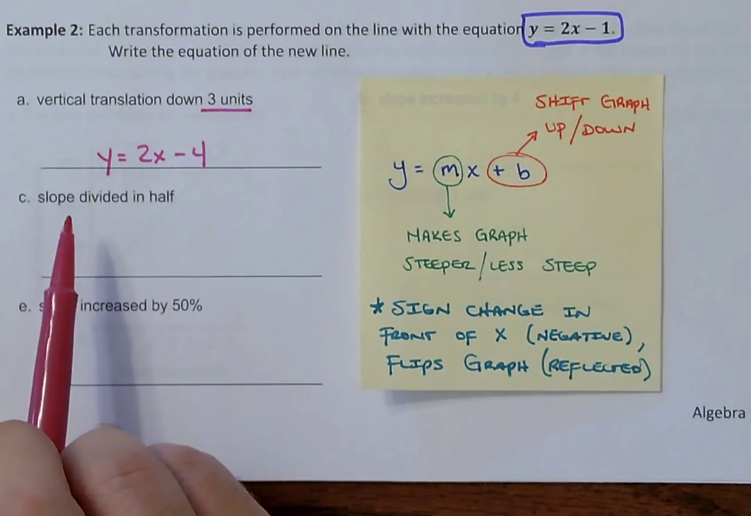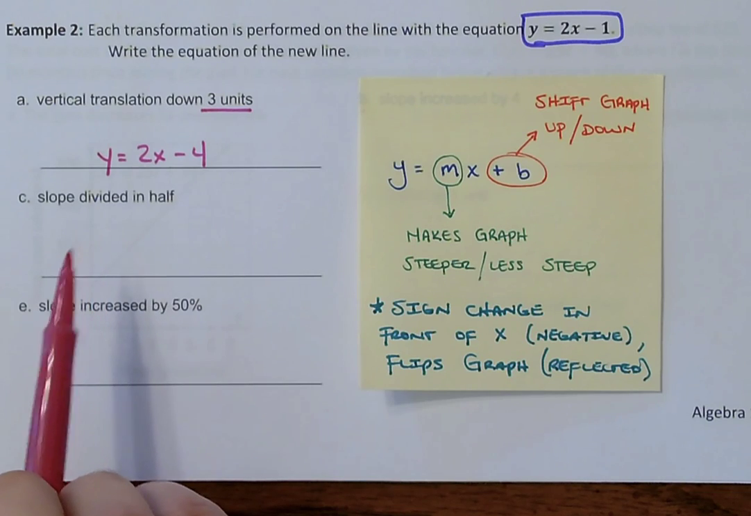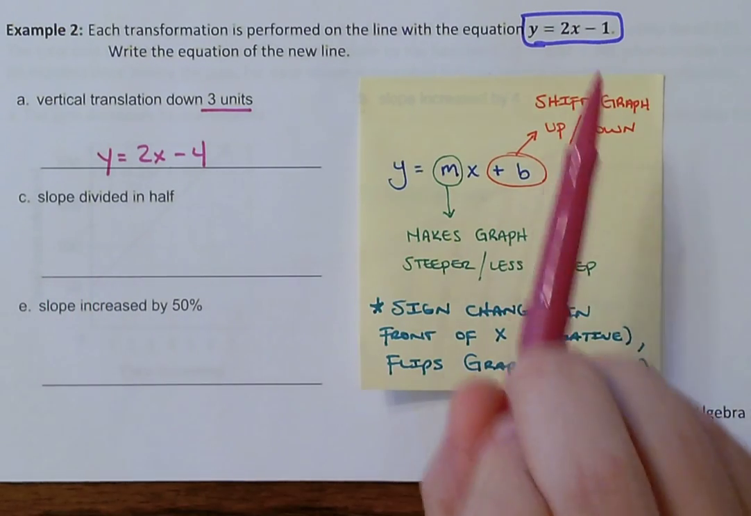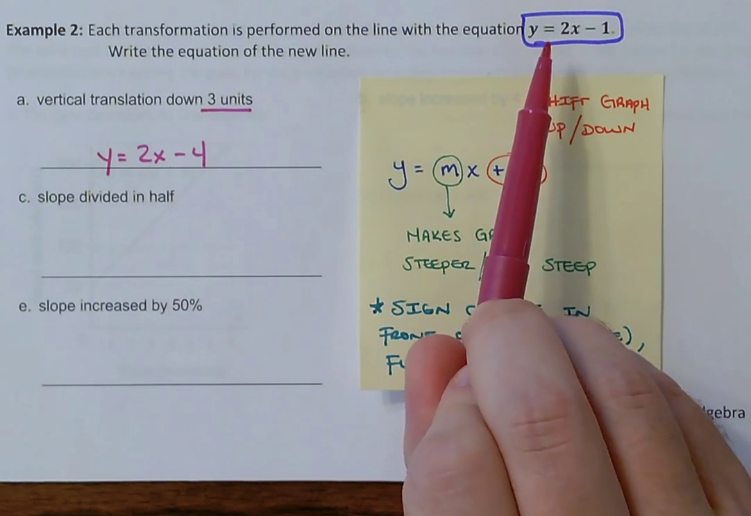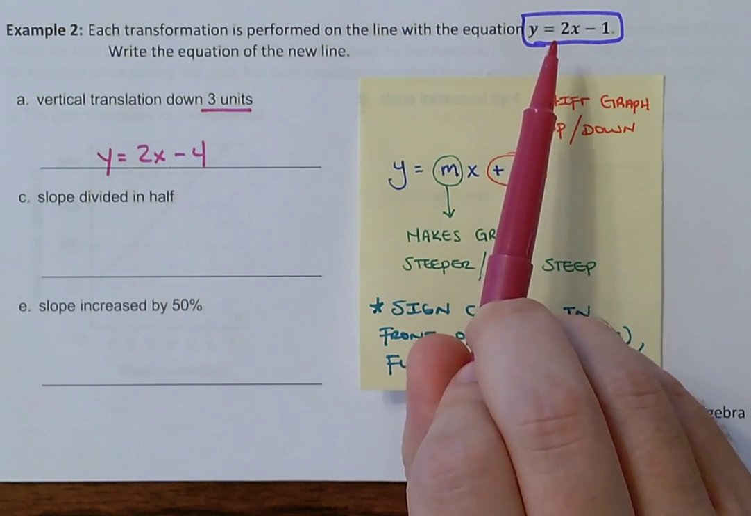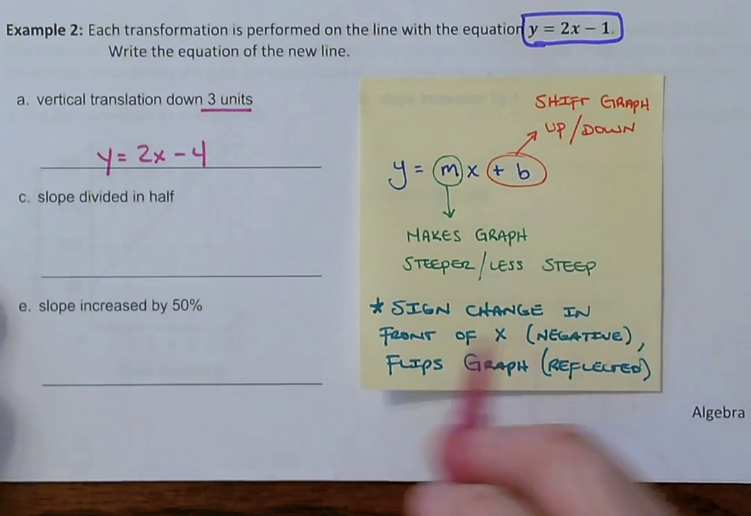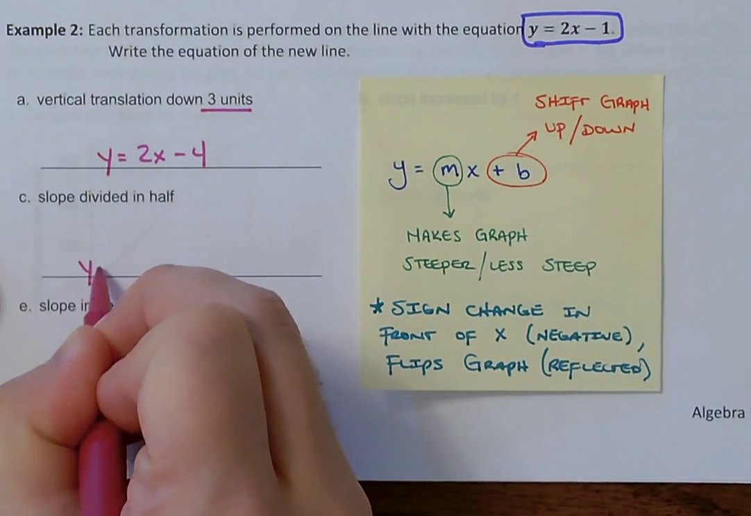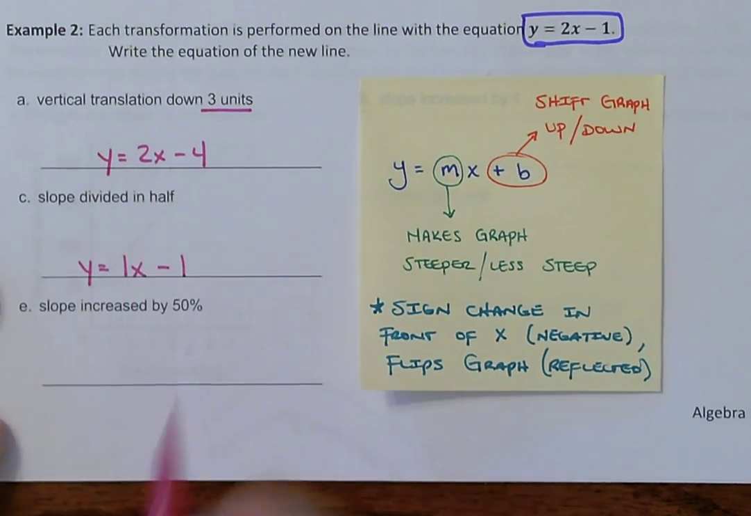Now for part C, it wants us to divide the slope in half. So if we're going to divide the slope in half, well, my slope is 2. So if I'm going to divide that in half, half of 2 is 1. If I divide this by 2, 2 divided by 2 is 1. So that means my new equation is y equals 1x minus 1.